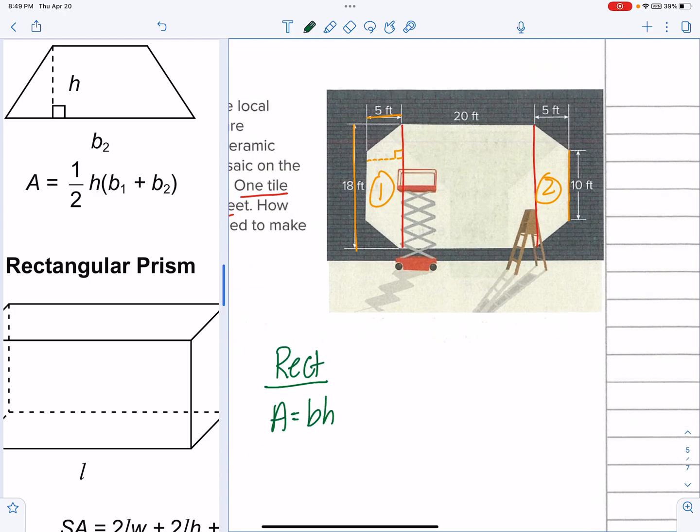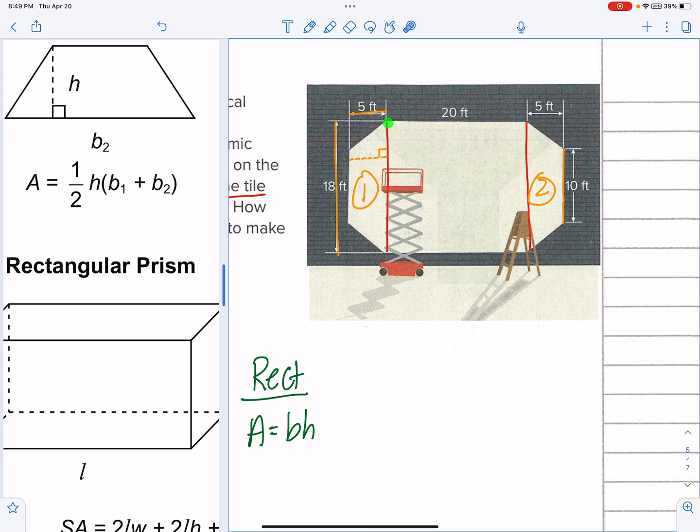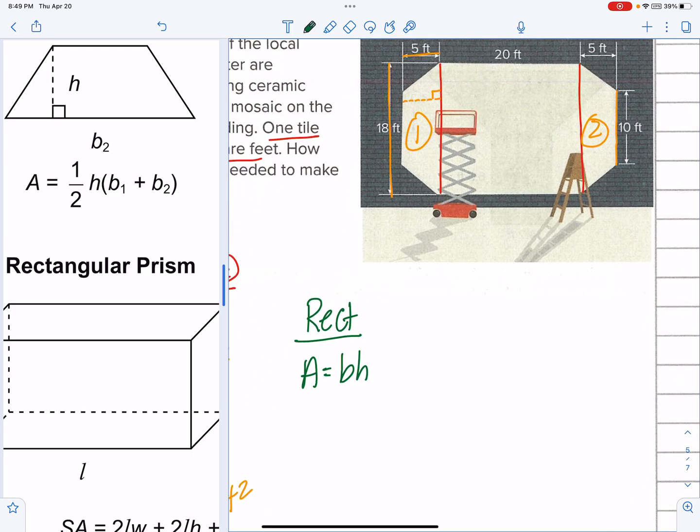Do we know our 2 measurements? So let's look. I have 20 by, what is this? We know that this is not 10. This whole length is 18. So be careful, we're talking 20 by 18. You just have to be careful when you're doing that.